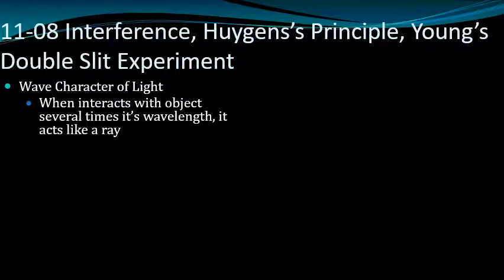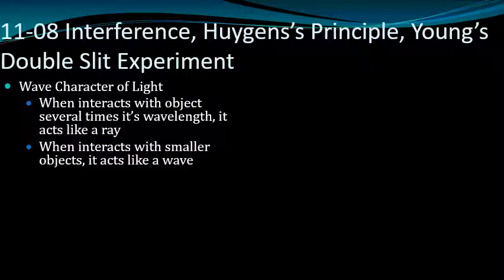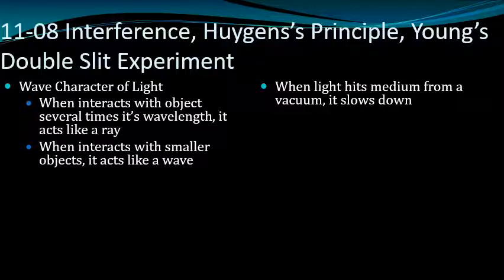When it interacts with an object several times its wavelength, light acts as a ray. When it interacts with smaller objects, it acts as a wave. It's kind of this dual character. When light hits a medium from a vacuum, it slows down, but the frequency remains the same.